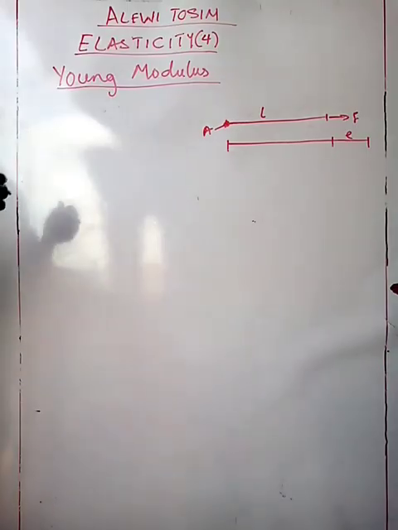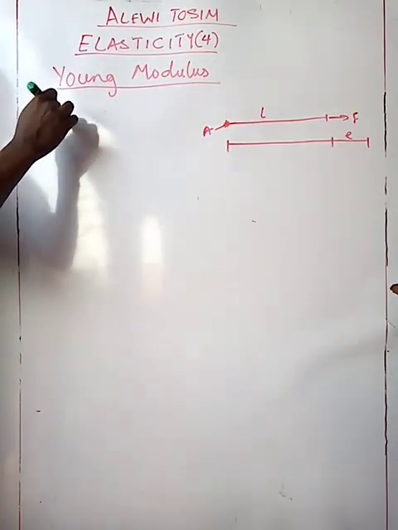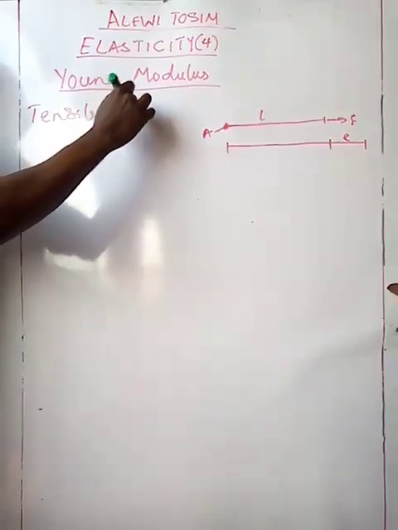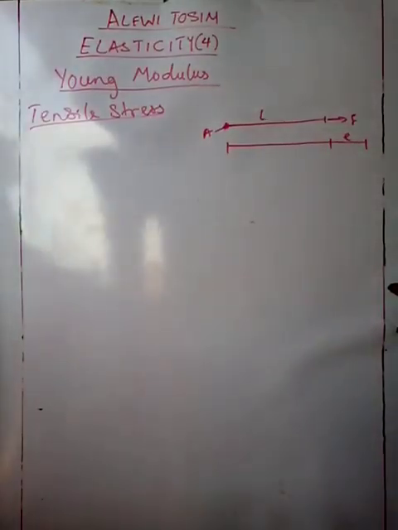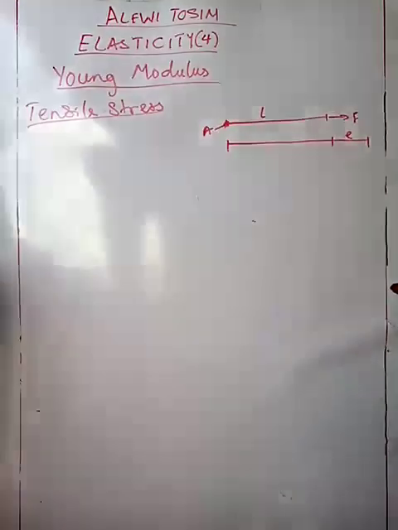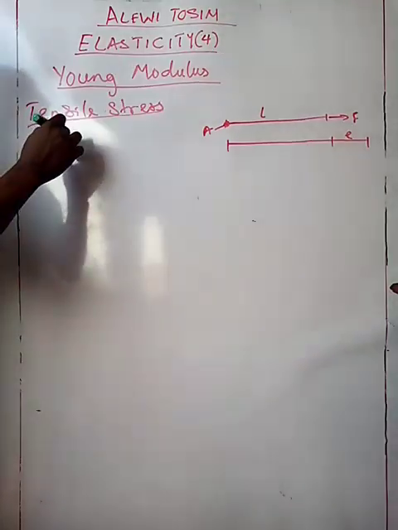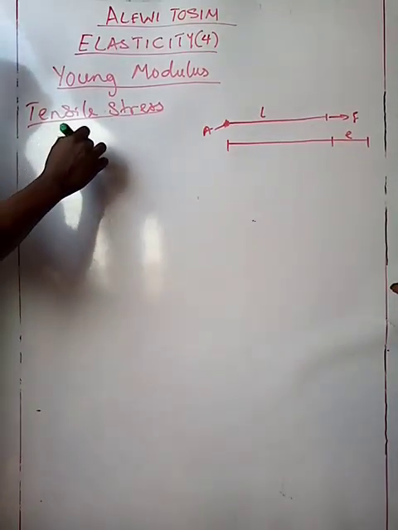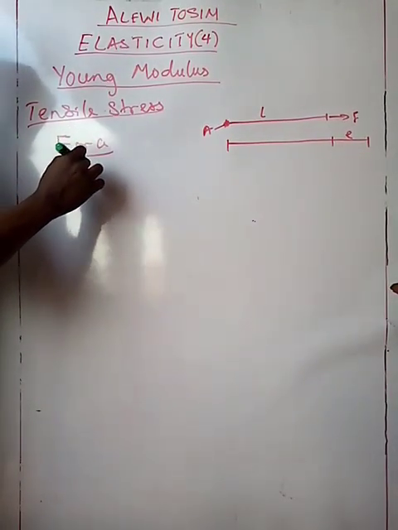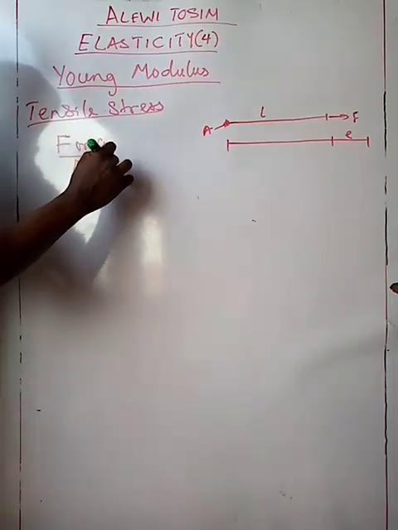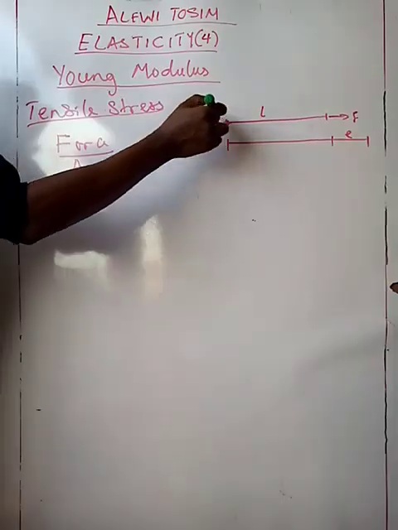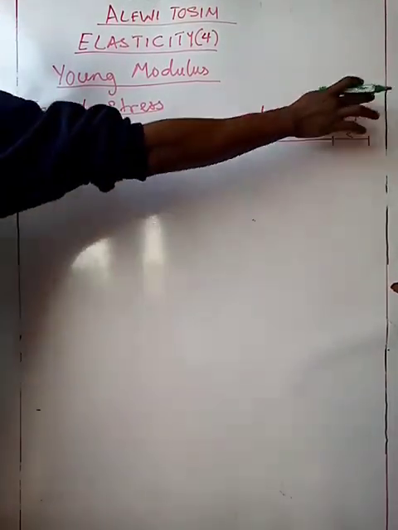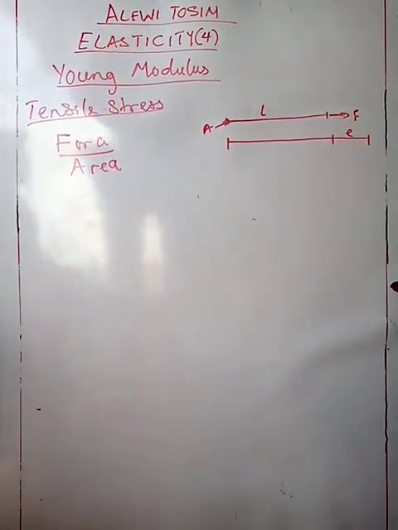Firstly, let's talk about tensile stress of an elastic material. What is tensile stress? Tensile stress of an elastic material is the ratio of force to area, the ratio of the force on the elastic material to its cross-sectional area. I refer to this place as the cross-sectional area, and I will refer to this F as the force exerted on the elastic material.